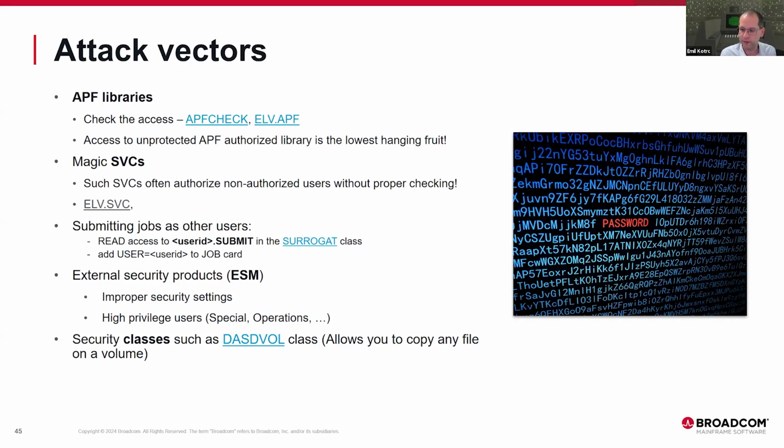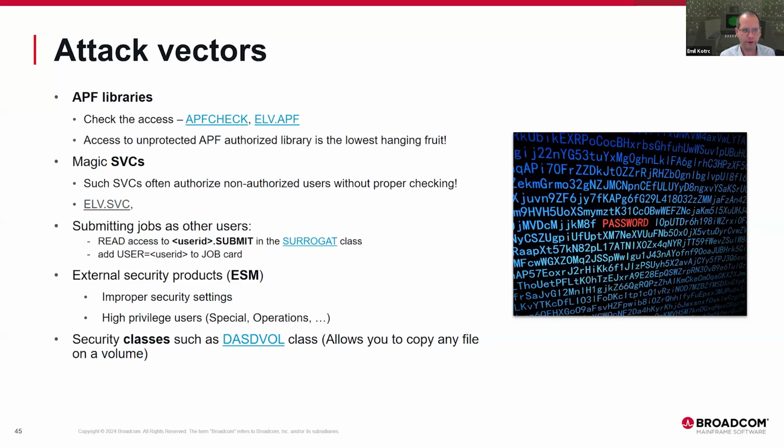You can run security product reports, right? They can show you what your APF authorized libraries are and so on. So there are tools that can help you with that. I'm just providing some open source ones. The second thing I already mentioned is magic SVCs. They can authorize users, and if they do it without proper checking, then that's dangerous. Again, there is a tool that can scan for some known magic SVCs, and if it discovers one, your system might be in trouble because then the user can do bad things even without requiring an APF authorized library.